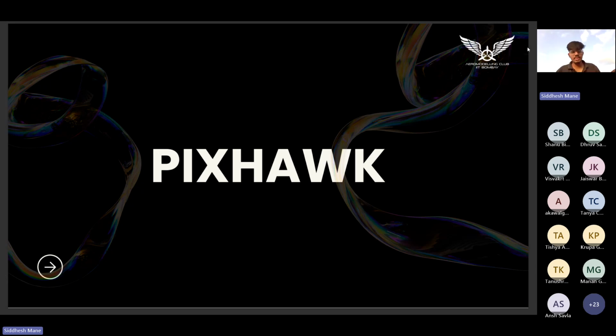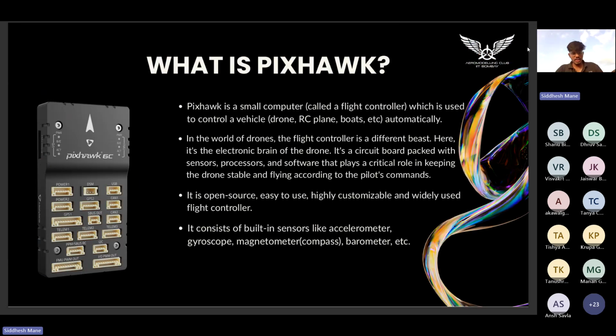So first question is what is Pixhawk? So Pixhawk is like a small controller, like a computer, that we use to control vehicles like drones, RC planes, boats, etc. So technically we call it a flight controller. So flight controller is basically like the brain of your drone. It controls the drone. It has multiple sensors like accelerometer, barometer, magnetometer, and we can also connect external sensors. What Pixhawk does is that it uses the data from the sensors present on it and controls the drone. And one more thing, it is open source. That's why you can do lots of customization depending upon your need.